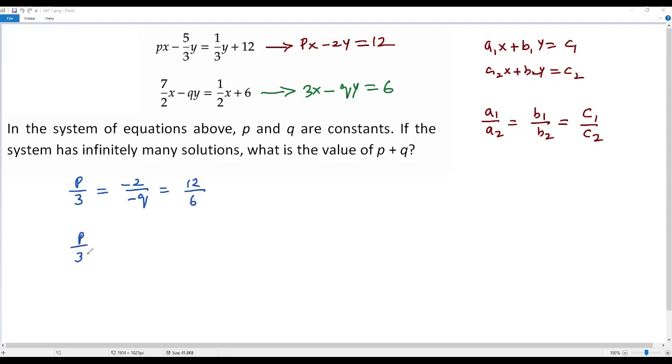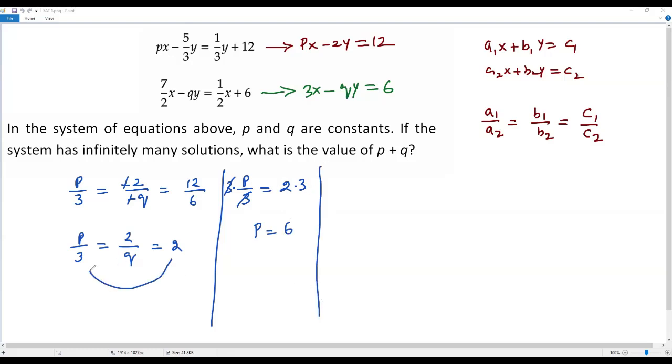Okay, we can write the first ratio as it is. Here this negative will cancel out. We get 2 over q, and 12 over 6 equals just 2. Here three quantities are equal. If three quantities are equal, any two out of the three quantities can be equated. Now let me equate the first and the third quantity. Then I am getting p over 3 equals 2. Now let me multiply both sides of this equation by 3. Then this 3 will cancel out. Then p equals 2 times 3, which is 6. Now I got the value of p.